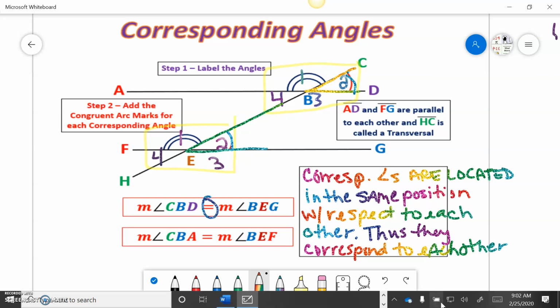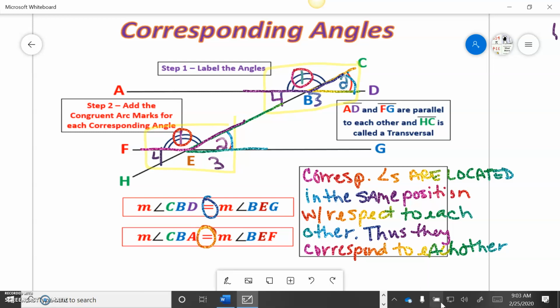If I look at this next one, CBA, and then BEF, both of those have a 1, right? They're both in the upper left of each parallel line, so they are equal to each other. They correspond. We have the 3s that correspond, and we have the 4s that correspond.